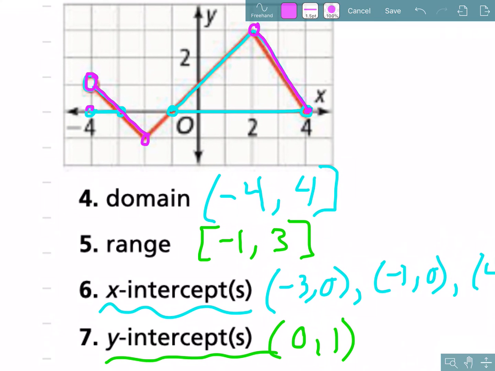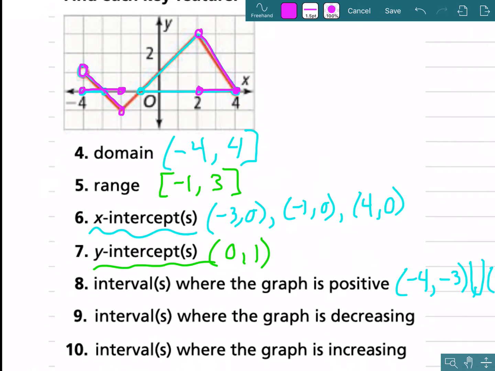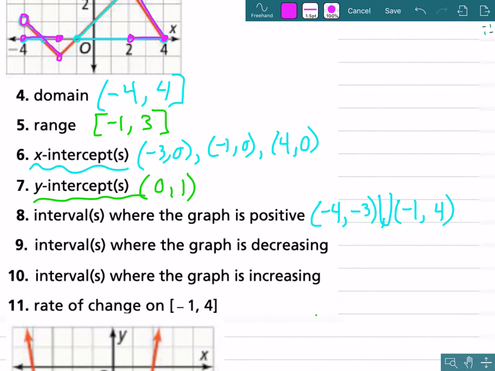here at -4, open circle at -2. All those inputs give me a slope that's negative. And then here from 2 to 4, and 4 is included, those all give me a negative slope. Okay, so here I'm going to go ahead. Intervals where the graph is decreasing.